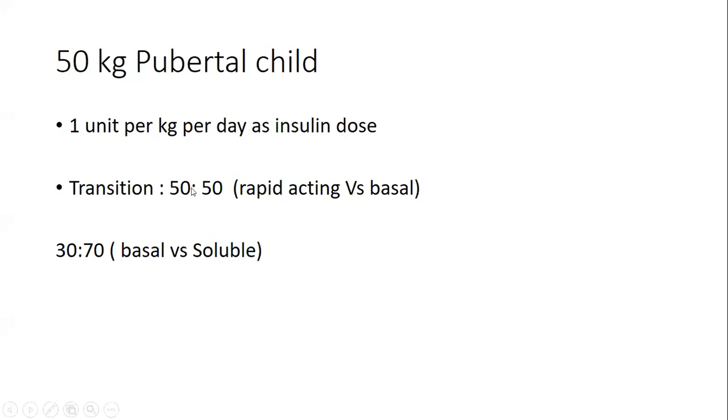Transition is you divide it 50-50 or 30-70 if you're using basal versus soluble. If rapid acting, you give 50% of the dose as rapid acting and 50% as basal. Then if you're using soluble, 70% as soluble and 30% as basal.